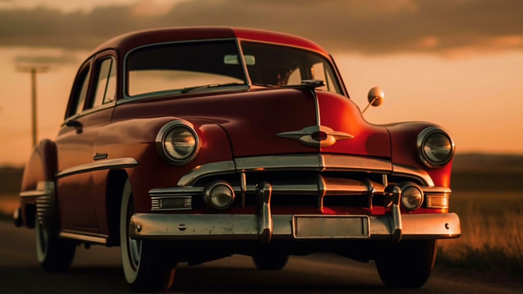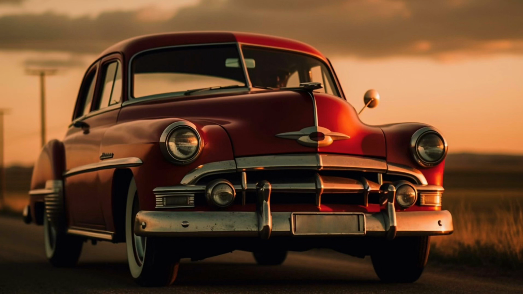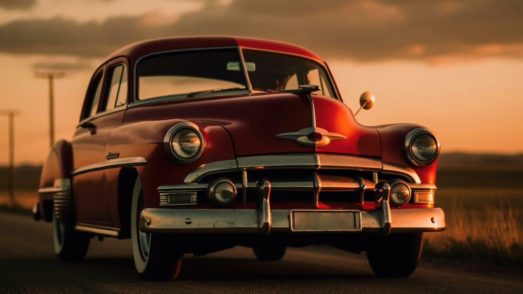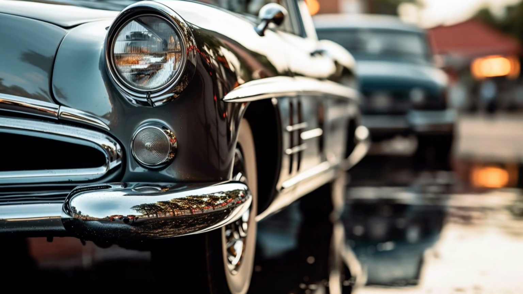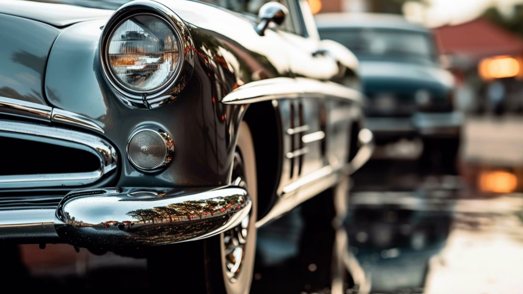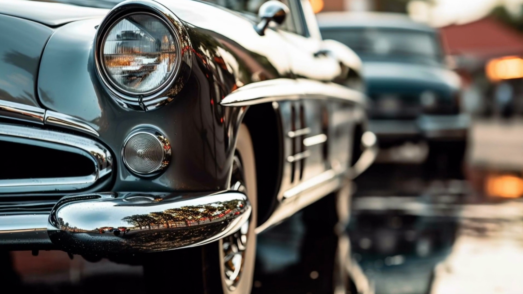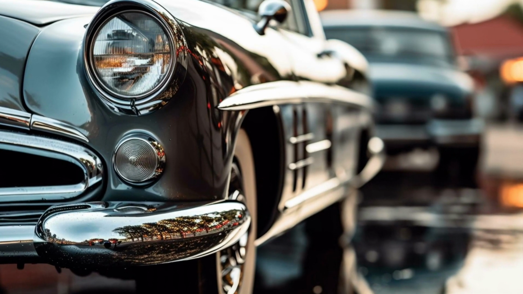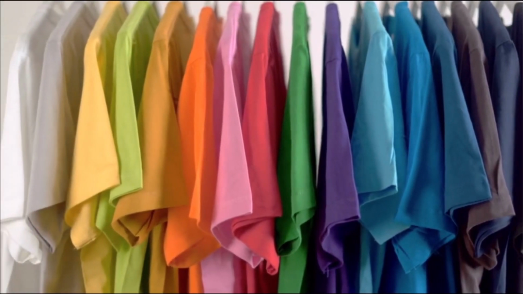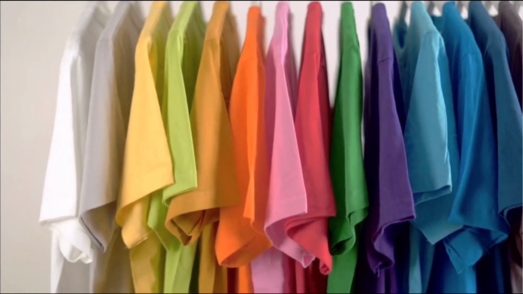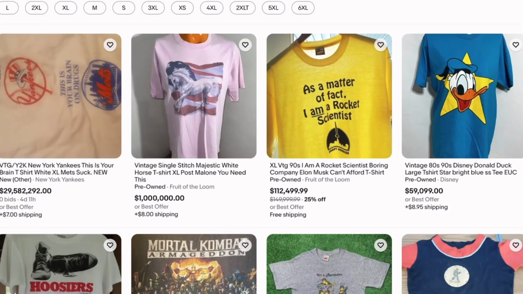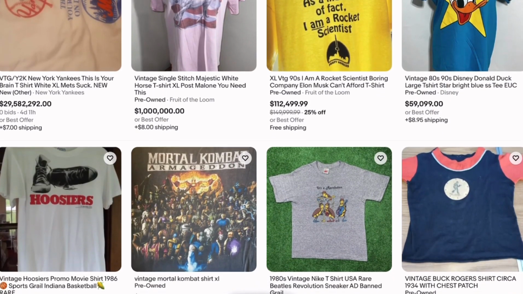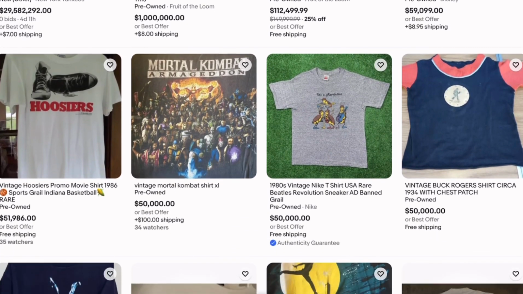However, there are exceptions. Some cars with a long history and collectible value can become assets. These special category cars can sell for significantly more than their original cost, making them assets, commonly referred to as collectibles. Just like t-shirts, regular t-shirts can be bought for $10 to $20, but limited edition t-shirts with collectible value can fetch prices in the thousands of dollars.